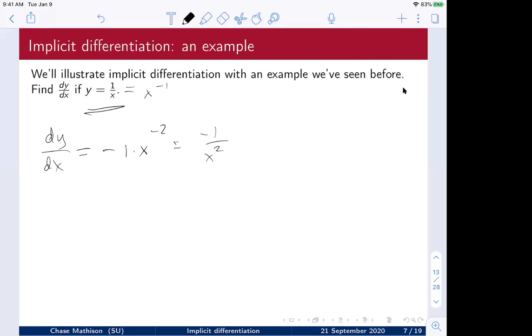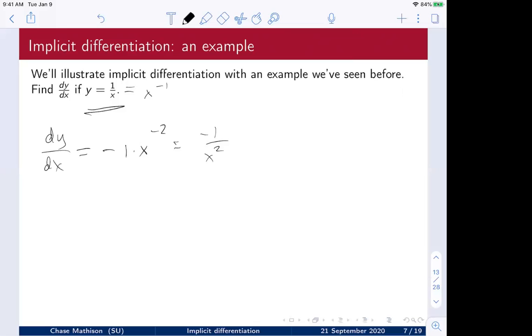With what I'm about to show you, you're going to say, why would I ever do this? It's way easier to just use the power rule. Well, you would never do this example this way. I'm showing you how this works with an easier example, okay? There are some problems where implicit differentiation is infinitely easier than trying to solve for y as a function of x and then going from there.